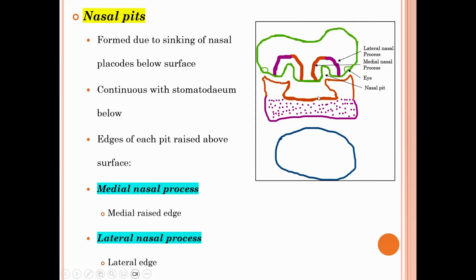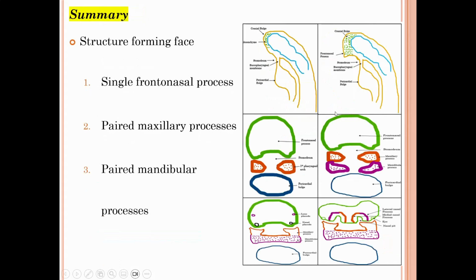Now here you can see this nasal pit, formed due to sinking of the nasal placodes, and it is continuous with the stomodium. Now edges of each pit are raised, so medially it is known as medial nasal process and laterally it is known as lateral nasal process. So you had first nasal placode, then there was this nasal pit, and now on either side you can see the medial raised edge, known as medial nasal process, and laterally there is lateral nasal process. You can see the maxillary process and the mandibular process from the first pharyngeal arch.